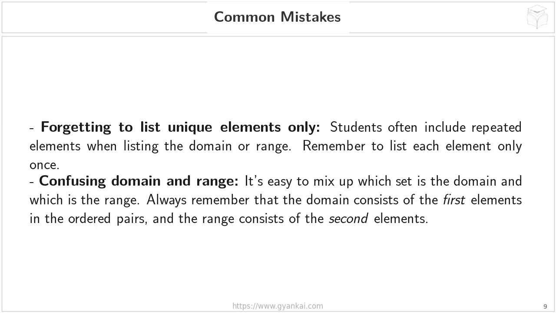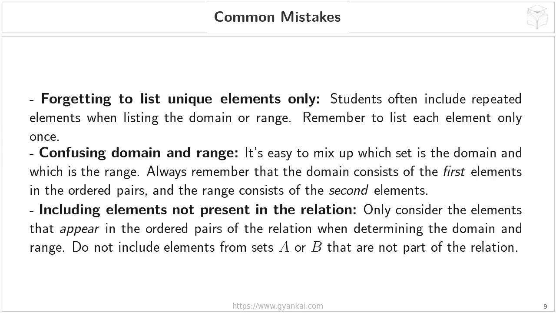Next, we have confusing domain and range. This is super common. It's easy to get the two mixed up. The key is to remember what each one represents. The domain is all the inputs, the A values, the first numbers in each ordered pair. The range is all the outputs, the B values, the second numbers in each ordered pair. So always double check. Are you listing the first elements for the domain and the second elements for the range? A little trick is to say to yourself, domain is for the x values, range is for the y values. It can help keep things straight.